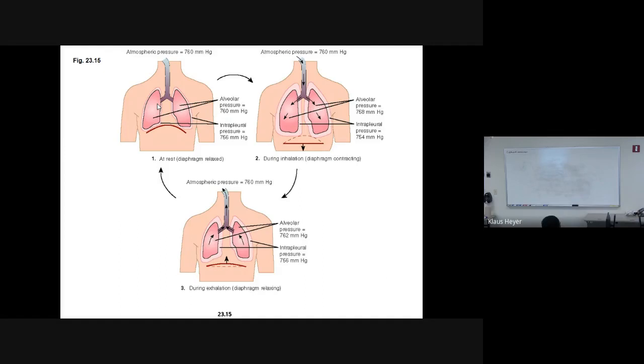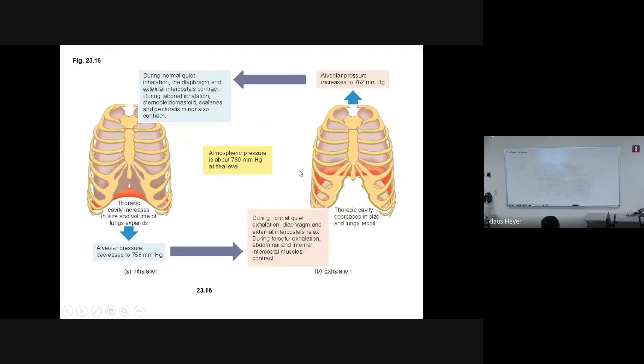So you're running or something. You're going to be using muscles to breathe out. Internal intercostals for exhalation, and you have some abdominal muscles that you can use also. But again, normal breathing, like right now, that's all elastic recoil. It's passive. So any questions on how you breathe? It's all here.